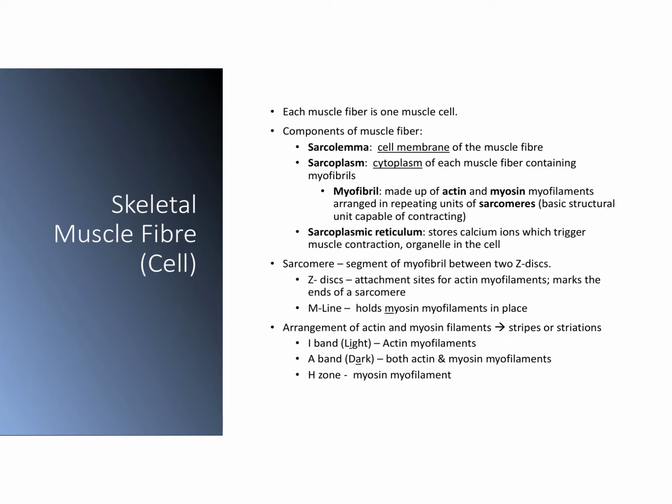Because actin and myosin are arranged in a very specific overlapping pattern, they create visible bands under a microscope. The I band appears light because it contains only actin. The A band appears dark because both actin and myosin overlap there. The H zone in the middle contains only myosin. This precise arrangement is not random. It is exactly what allows controlled, powerful movement to occur.